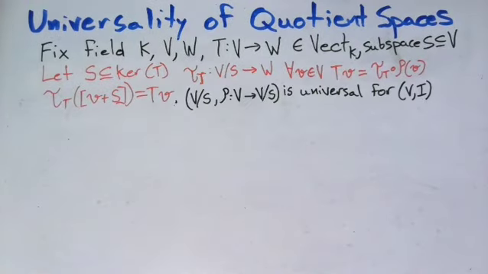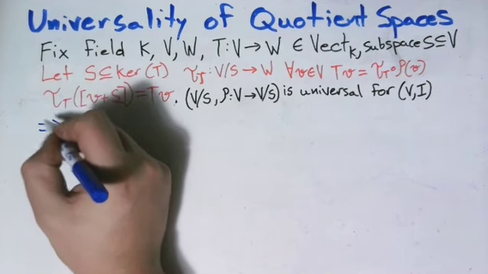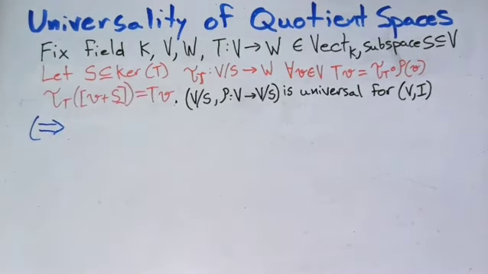So we've established the universality property, and we said at the start of the video that what we were going to do was see how that could imply that the first isomorphism theorem is true. And so we're going to look at how this implies the first isomorphism theorem.